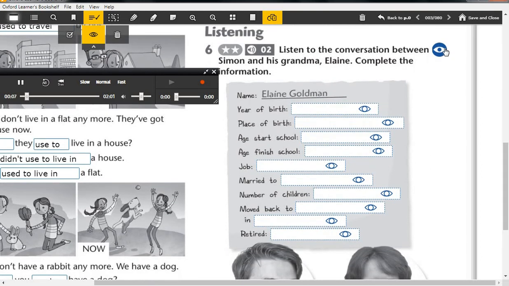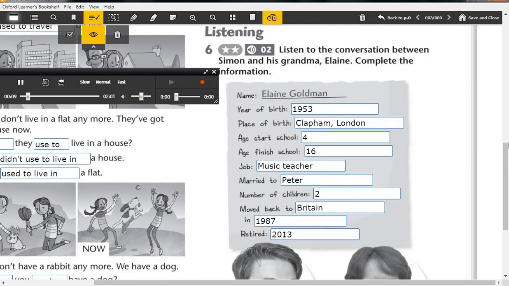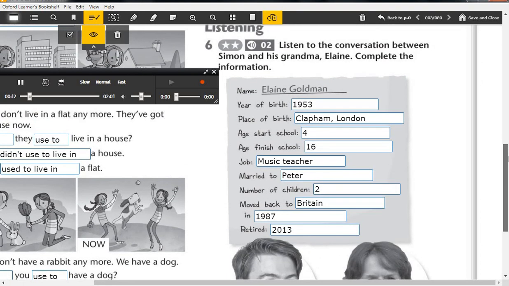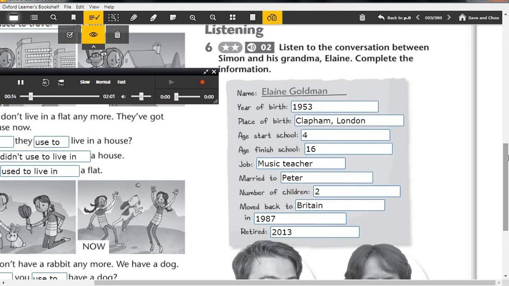When were you born, Grandma? Well, I was born in 1953 in Clapham, London, and that's where I grew up. When did you start school? I started when I was 4. 4? Yes, my mum used to work in a shop, so I went to school early. We didn't have much money. Did you used to like school? I used to love it, especially English and music. I always wanted to be a music teacher.